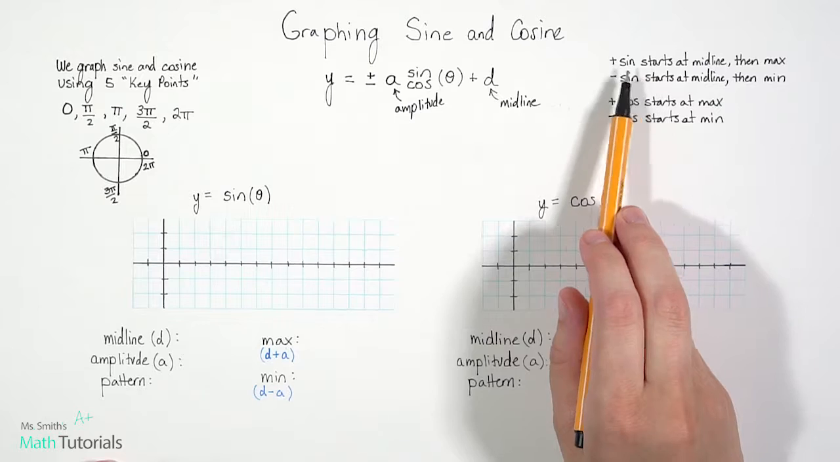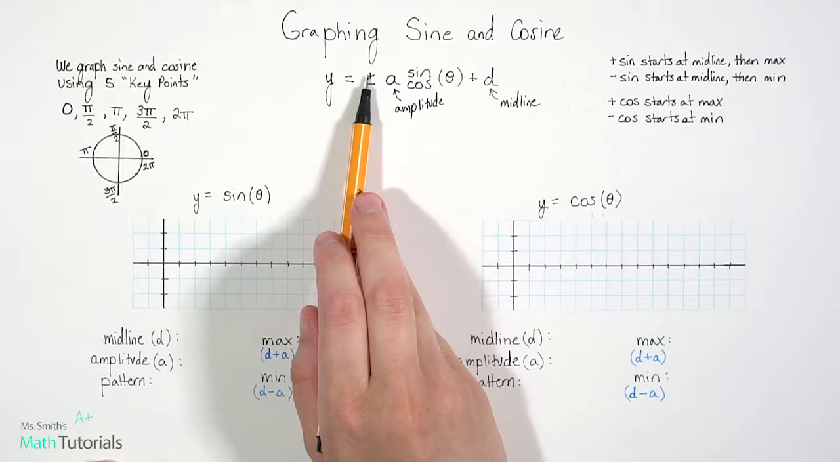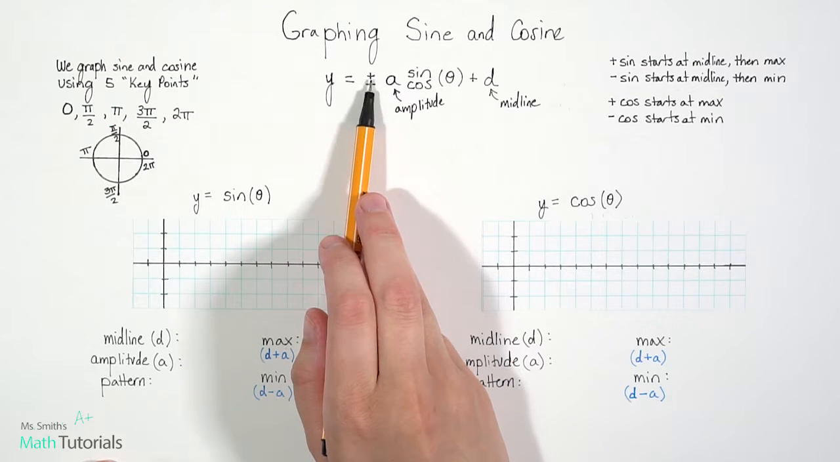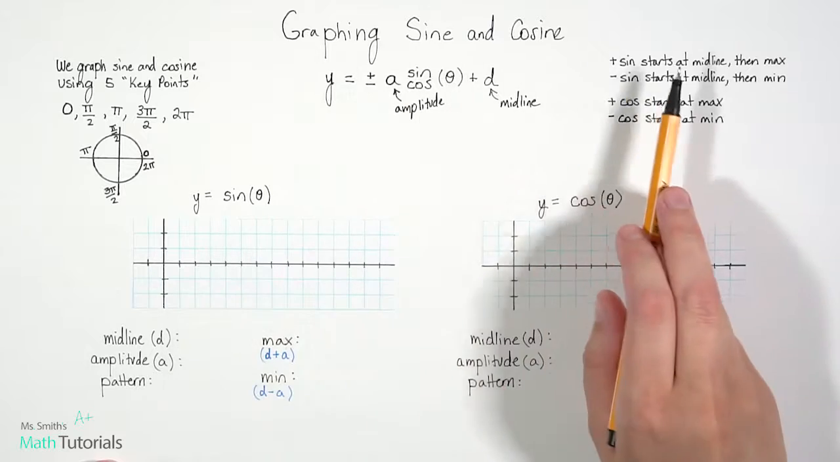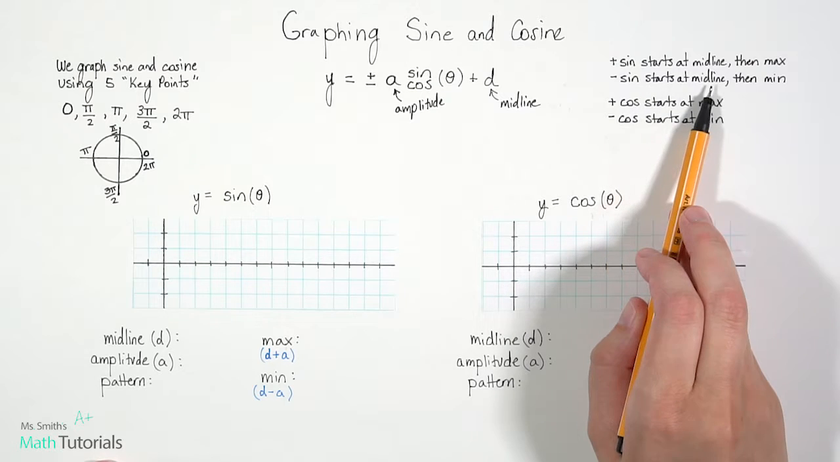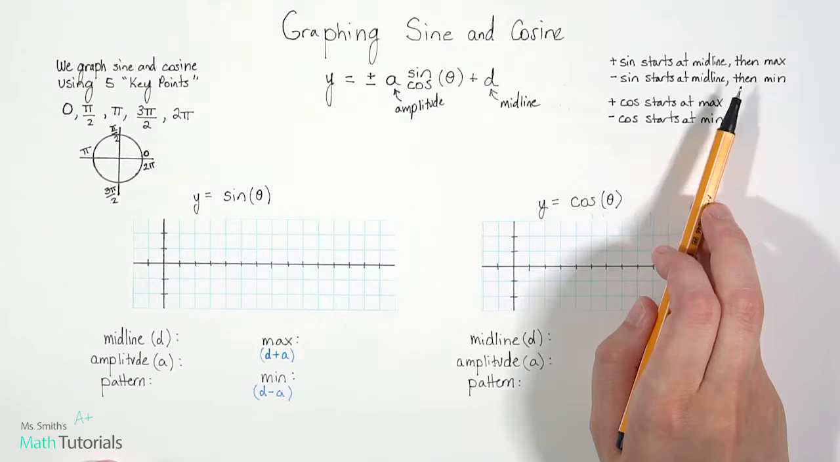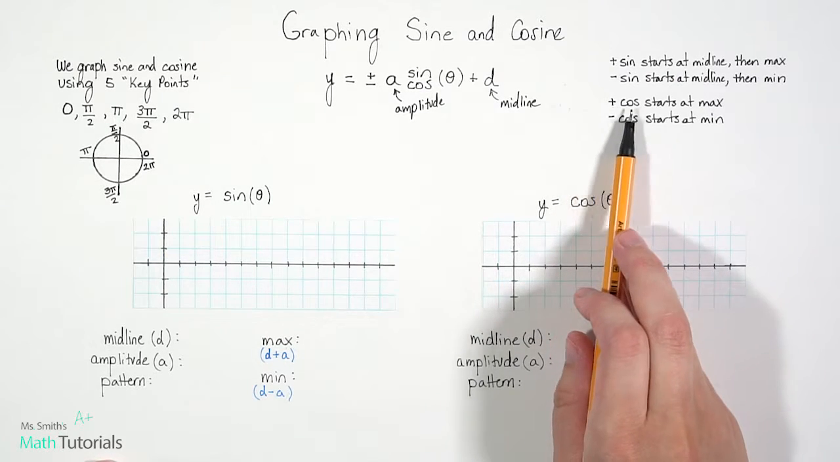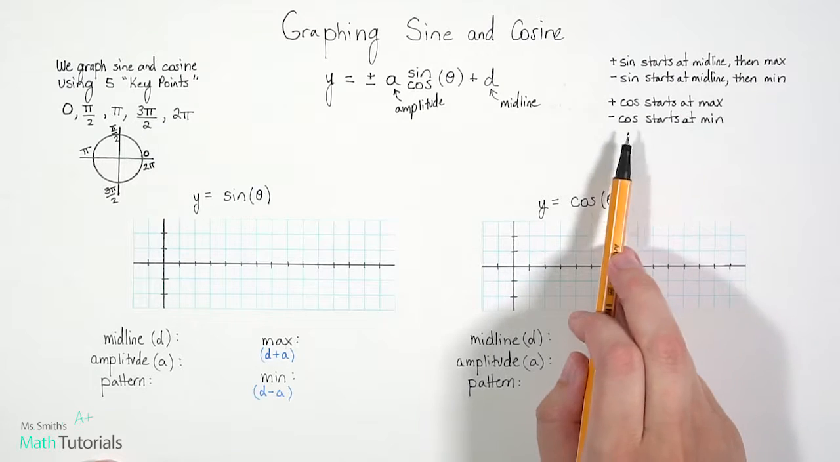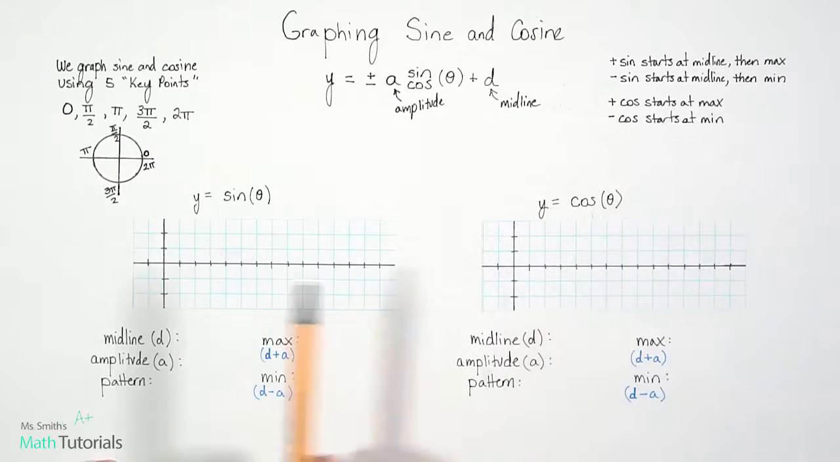We'll see this as we get into some examples, but if we have a positive sine, meaning there's not a symbol out here, which is just assume positive, we would always start at the midline, then go to the max. If it's a negative sine, we start at the midline, and then we'd move to min. That'll make more sense once we actually get into some examples. The pattern for cosine: if it's a positive cosine, we start at the max, and if it's a negative cosine, we start at the min. So there's 3 things here that you really want to memorize that'll help you moving forward with these problems.